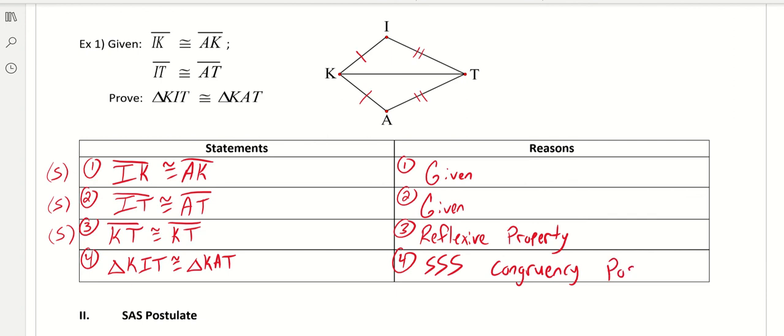postulate. I am going to write this way every single time. Side, side, side congruency postulate. I'm going to write the whole name. I would encourage you to do the same thing. If you want to write CONGPOST, that's fine. If you just write SSS, I will take it, but I think it's in your best interest as a growing math student to write side, side, side congruency postulate, but I'm not going to require that.